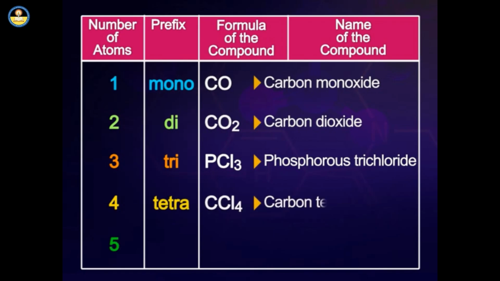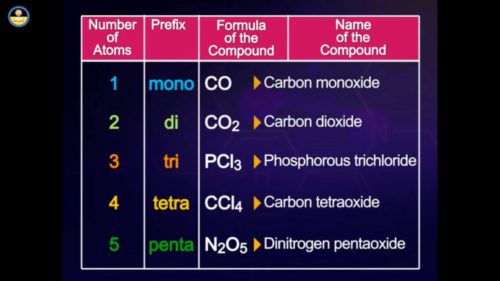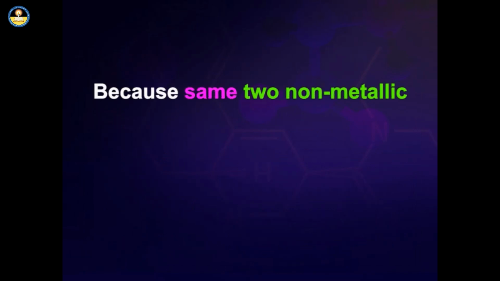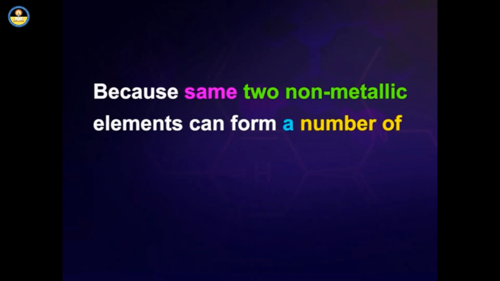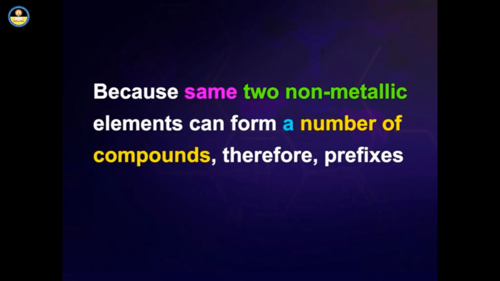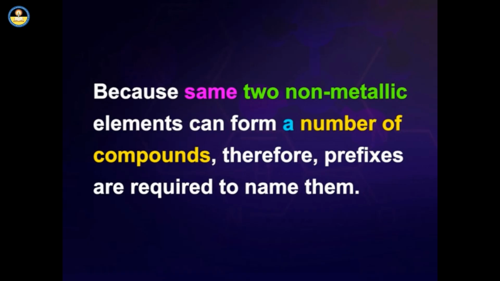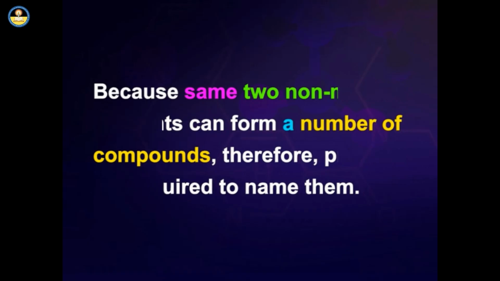Please note that prefix and the name of the element is written as one word without any gap between them, because same two non-metallic elements can form a number of compounds. Therefore, prefixes are required to name them.